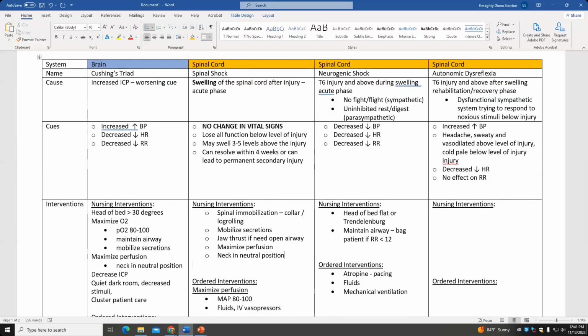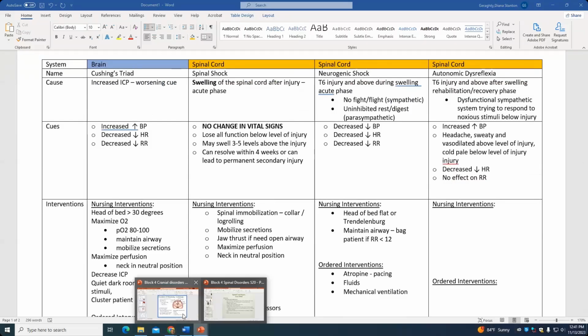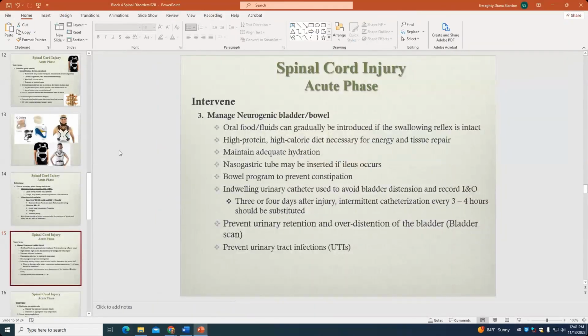Once they go in to have full-time immobilization done, so let's go back to the PowerPoint. Oops, go back to the spinal PowerPoint.